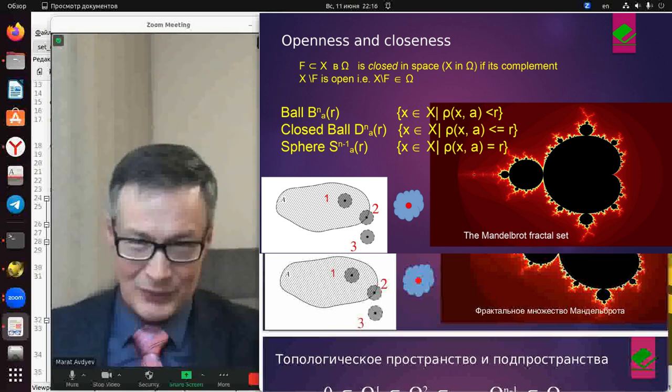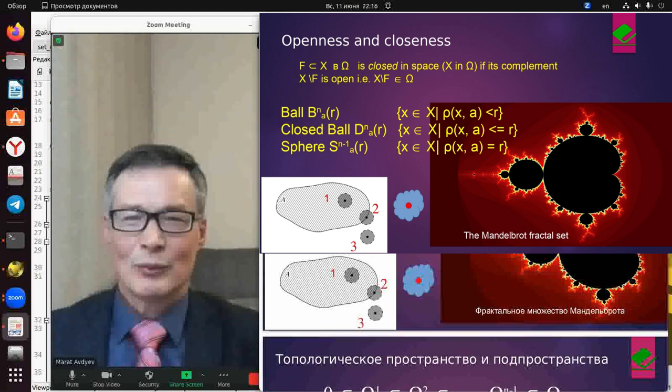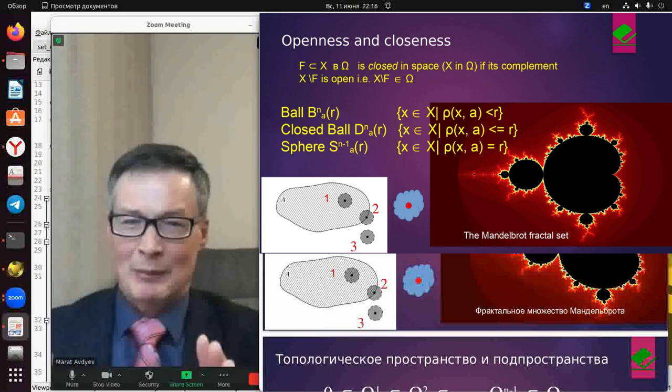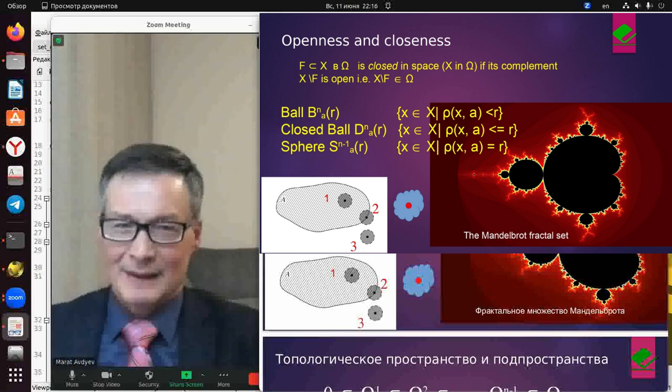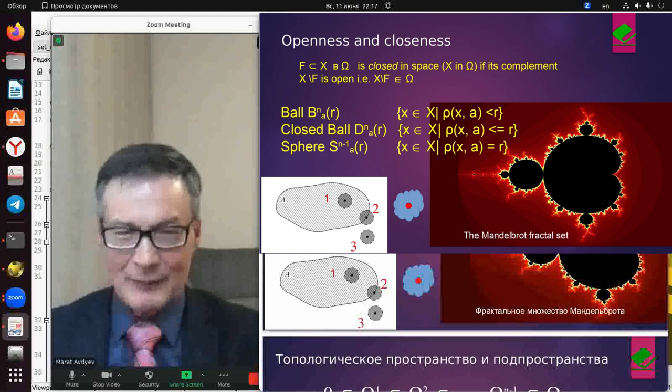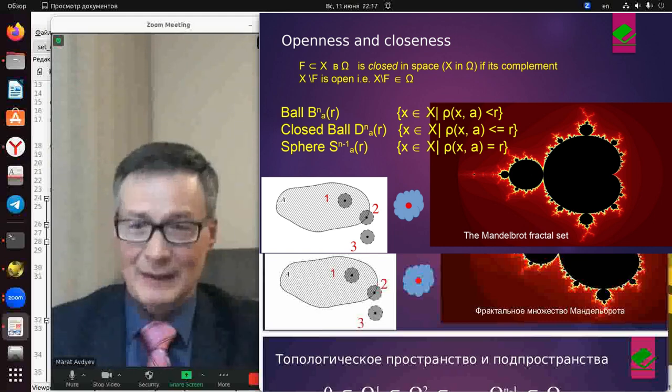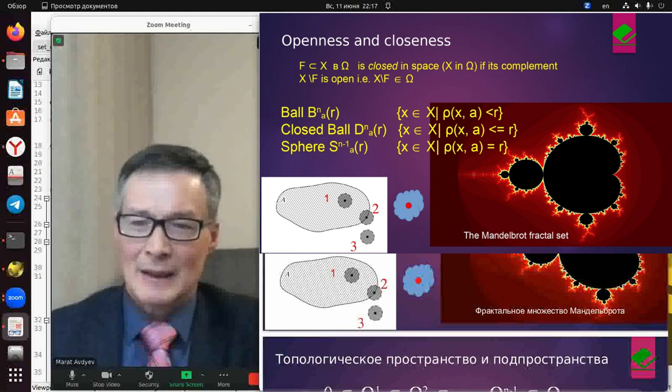Now let's go back to our notation. Here is an n-dimensional ball. Point A defines the center of this ball. The radius of the ball is equal to r. Here ρ denotes the distance from point X to point A. This ball contains points no more distant than radius r.